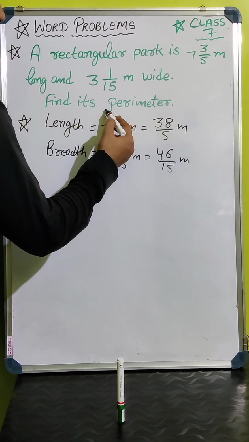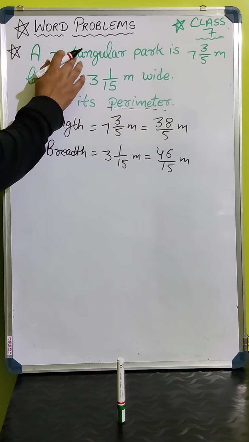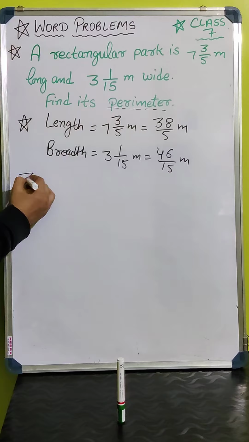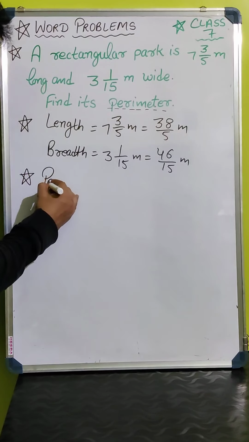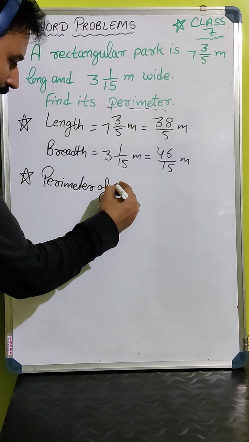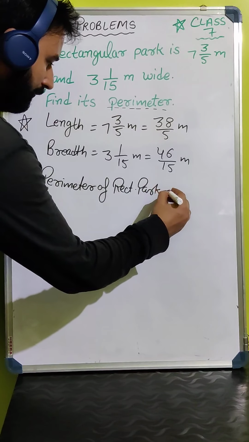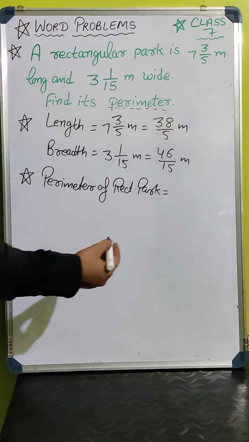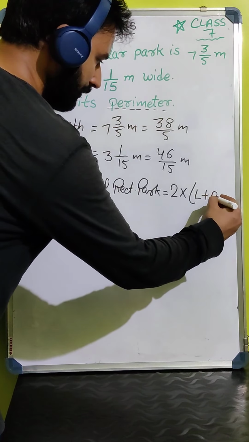Now you have to find the perimeter. What do you have to find? The perimeter. And the park is rectangular. Now what will you write here? Perimeter of rectangular park. What is the perimeter of a rectangle? That is 2 into (L plus B).